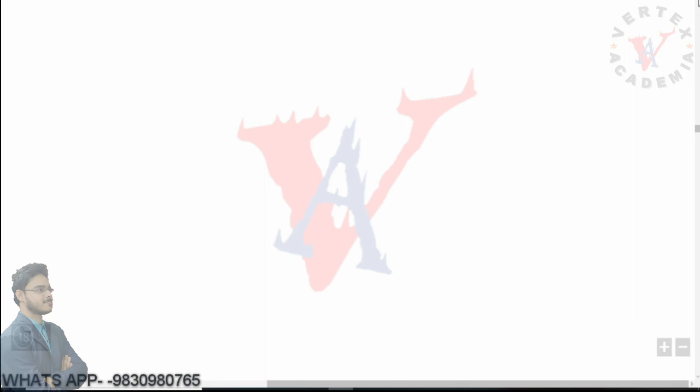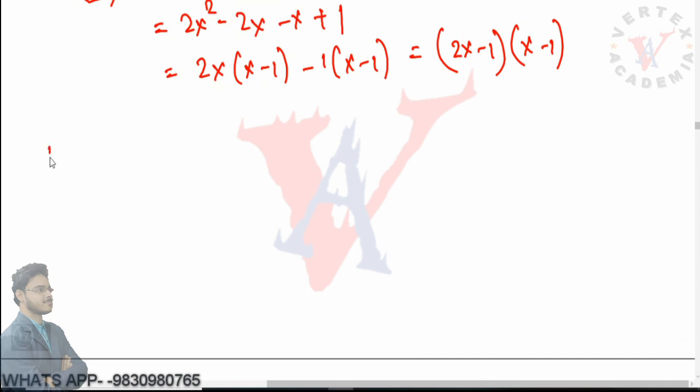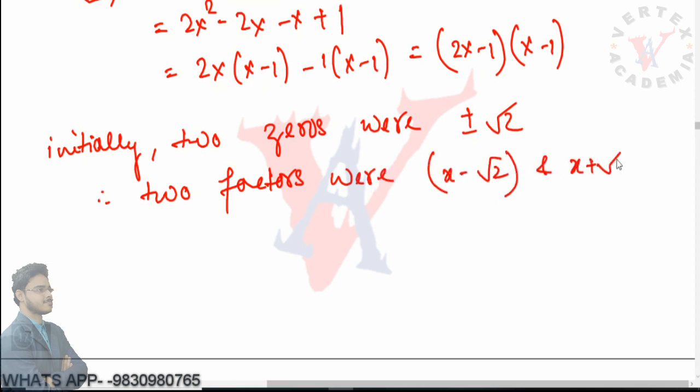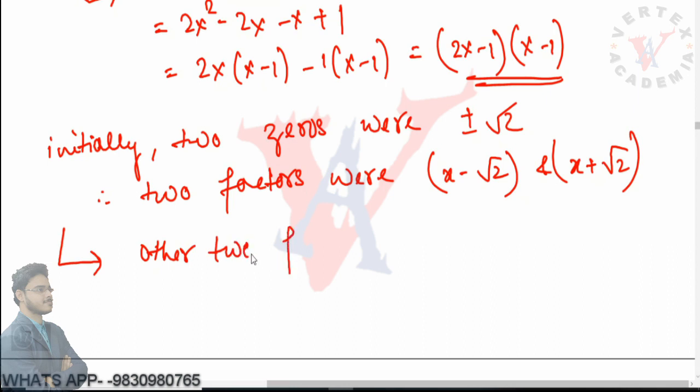Initially it was given that two zeros were plus minus root 2, therefore two factors were x minus root 2 and x plus root 2, and with the help of them we finally evaluated the other two factors. The other two factors are 2x − 1 and x − 1.